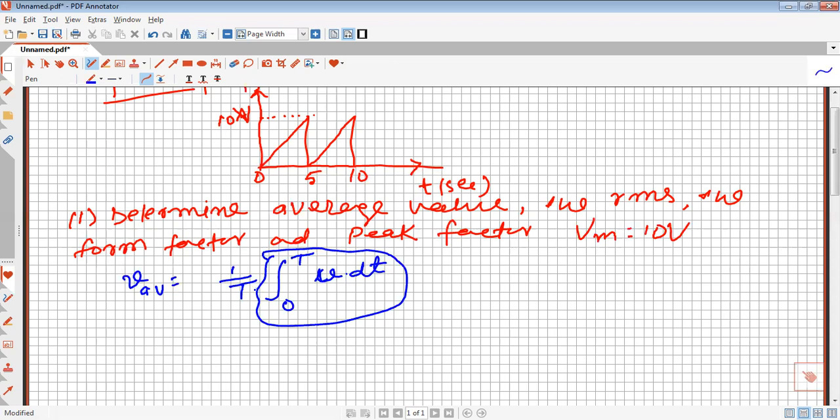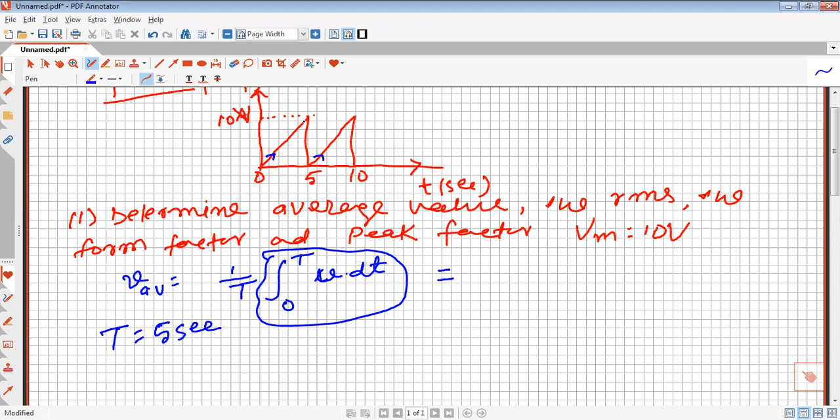Another method we will also be able to identify. Here we will see what the time period is. This waveform starts from here, reaches here, again goes down here, and then the same thing repeats. The most important thing is to find the time period of the waveform. To find the average value of any waveform, we need to first find its time period. For this waveform, we can say the time period is T equal to 5 seconds.